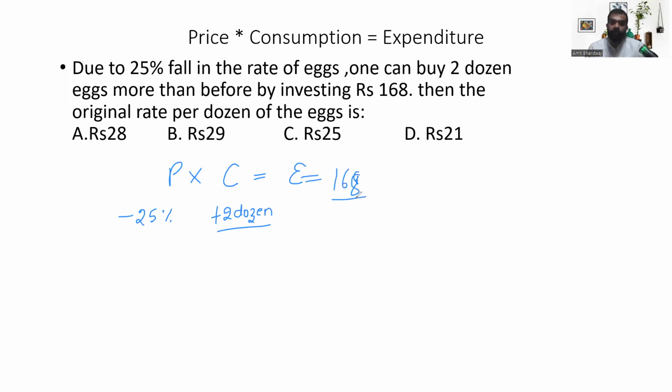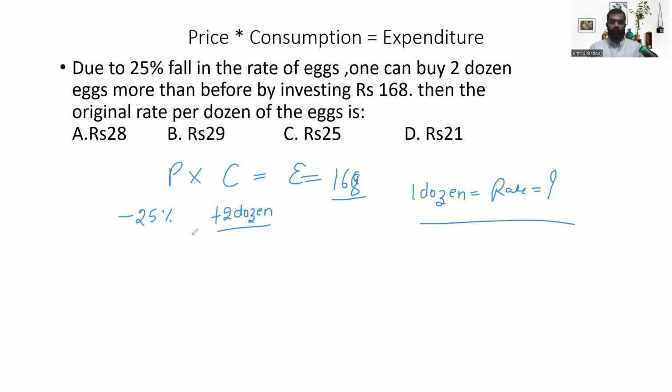Now the point is the original rate per dozen of the eggs. What is the rate you have to find? Now, how to proceed in this question?